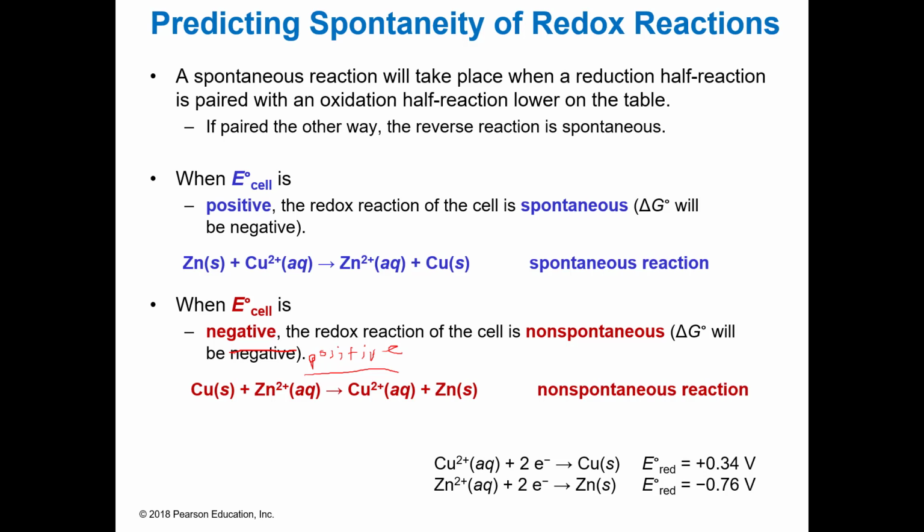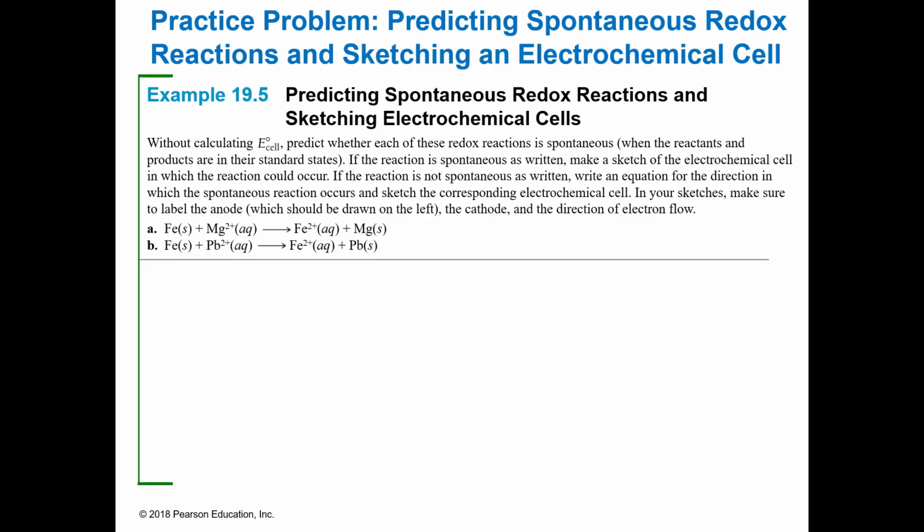All right, so let's show you how this works. We've already done it, but we can do this. We want to predict whether these reactions are spontaneous or non-spontaneous. They say you can sketch this out, write it out, or whatever. But let's look at it. Iron is being oxidized, magnesium 2 positive is being reduced. And in the other one, iron is being oxidized and lead 2 positive is being reduced. The question is, will these be spontaneous reactions? And you go, I don't know, I can't tell. So how do you know?